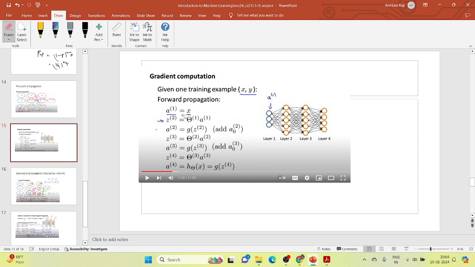This is our input x here. What they are doing is that they have vectorized the theta, the parameters that I was talking about. What I mean by that is theta 1 1 0 like that, three parameters were there. They vectorized them into vector theta 1 here, and multiplied it with a1, that is x, the input, to calculate z2. Then they applied the activation g here.